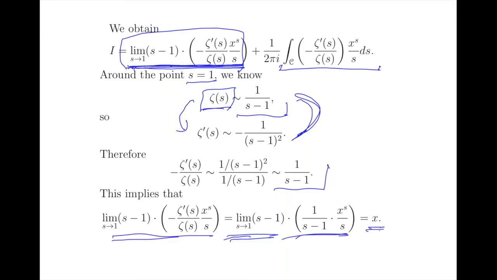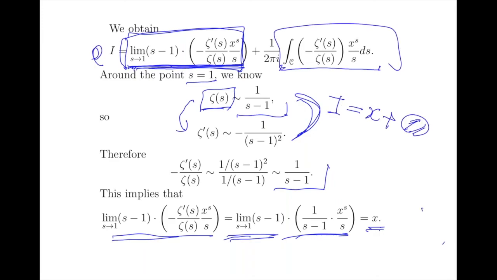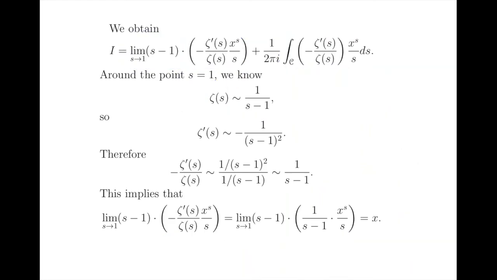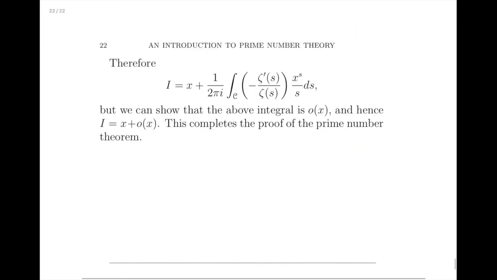So this part is x. This formula implies I is x plus the remaining integral here. But it is possible to show that this remaining integral is small o of x. So now we conclude I is asymptotically equal to x. Okay? So now the proof of the prime number theorem is completed by a very rough sketch. But anyway, this is the story of the proof of the prime number theorem.